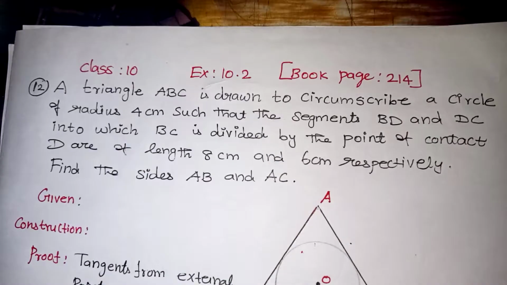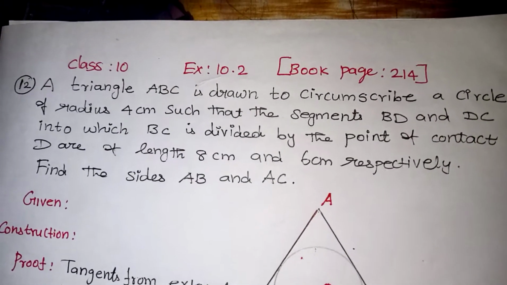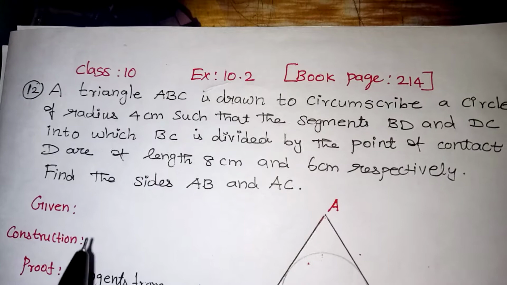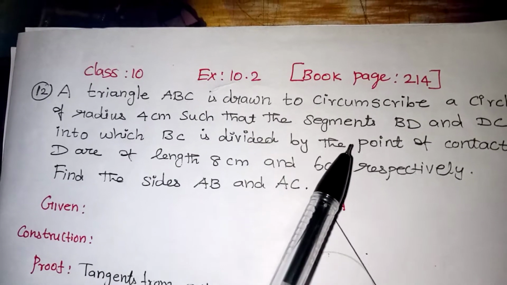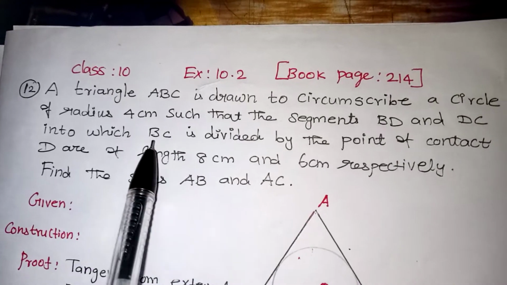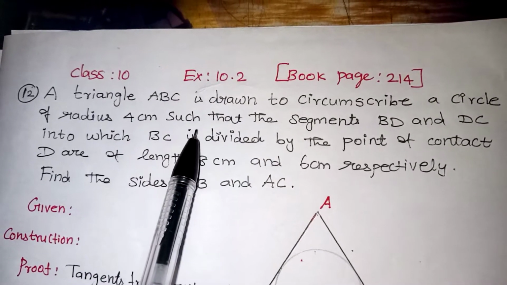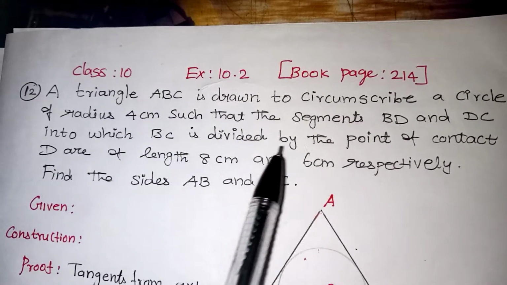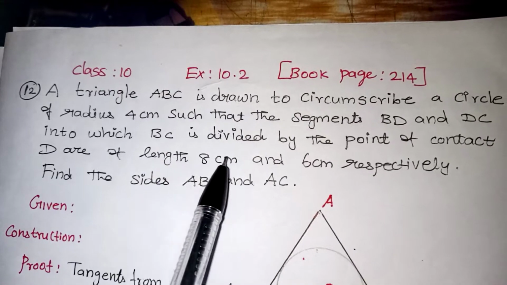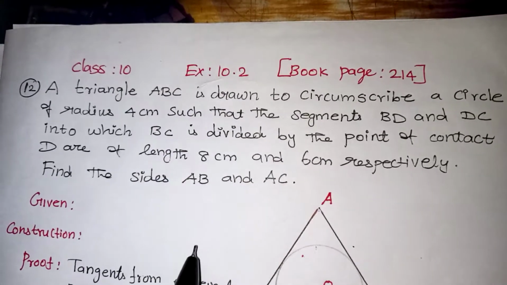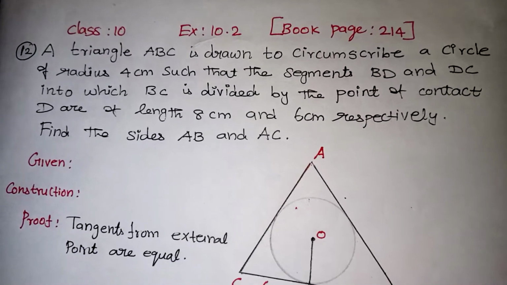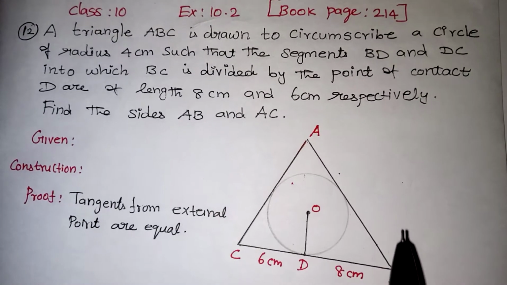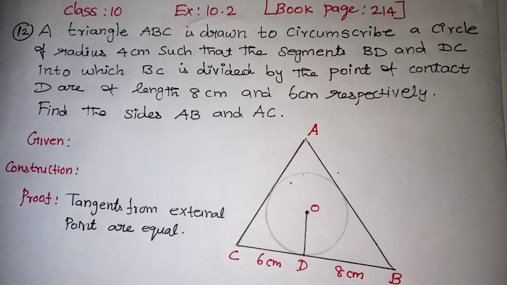Hi students, in this video we are going to learn exercise number 10.2 question number 12. A triangle ABC is drawn to circumscribe a circle of radius 4 cm such that the segments BD and DC, into which BC is divided by the point of contact D, are given. So this is the point of contact D that splits the line. The diagram is also mentioned in your book itself.